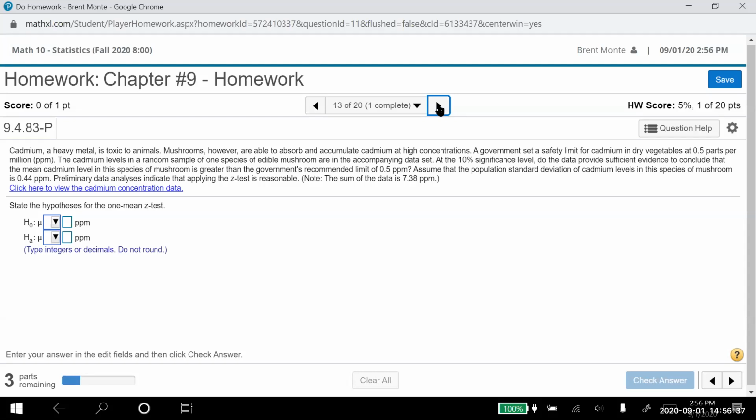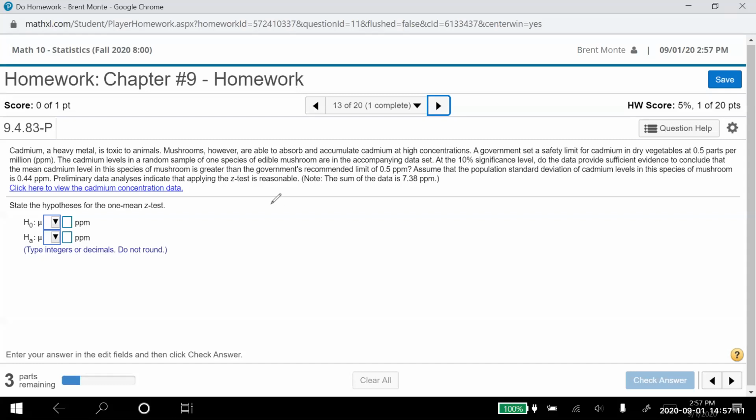Assume that the population standard deviation of cadmium levels in this species of mushrooms is 0.44 parts per million. And preliminary data analyses indicate that applying the z-test is reasonable. So it met all three of the assumptions we had to make. And then it says, note the sum of the data in case we don't have a computer to calculate the p-value. They're doing some of the work for us to save us a step. We don't need that. But let's go through the steps of the hypothesis test.